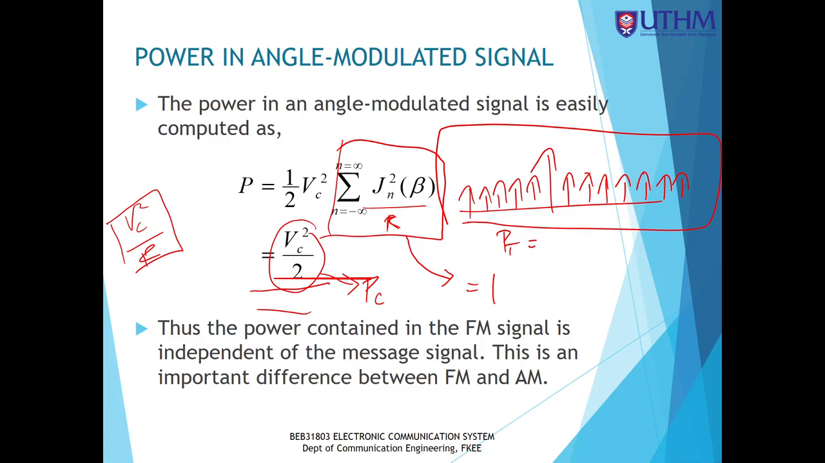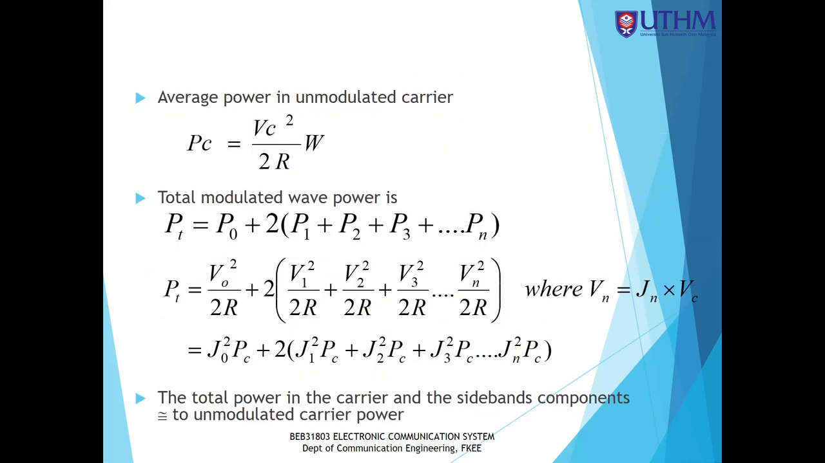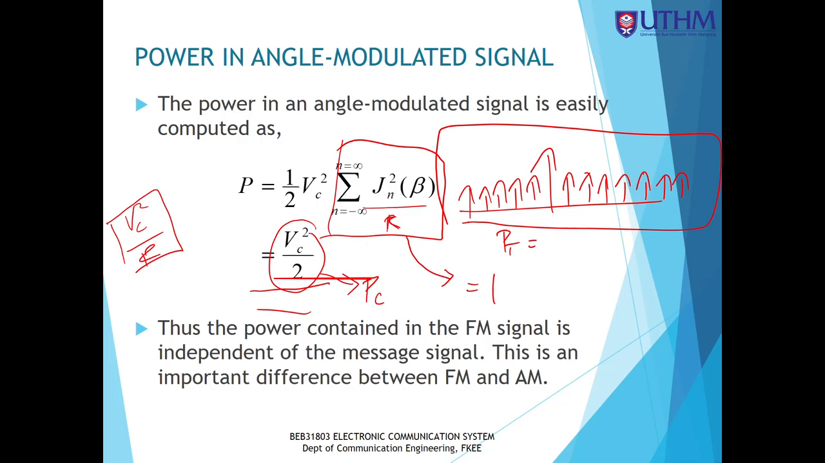Okay, so that's why the total power is actually equal to the carrier power. In an angle modulated signal, the total power is equal to the carrier power. So we need to look at this later. So you see that the carrier power is equal to VC square over 2R. Okay, ni yang tadi. We have R over here, but R here is assumed as 1.